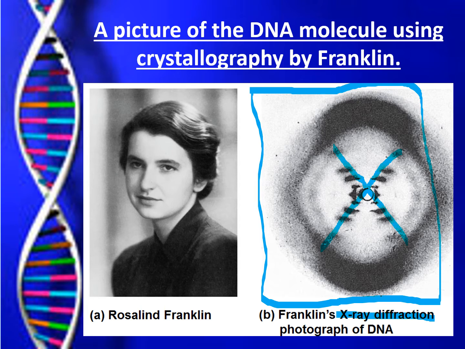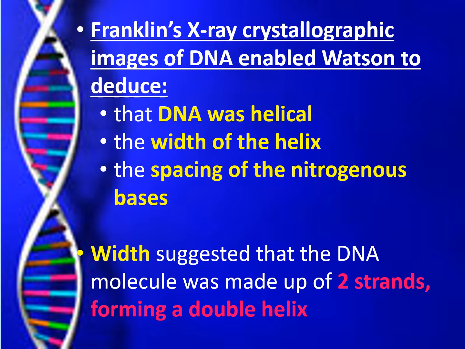And using this image, a scientist by the name of Watson was able to determine some things about the DNA molecule. Firstly, that it was helical. Obviously, because we could see two strands wrapped around each other in the X-ray crystallography, we knew that it had to have been a spiral shape. We were also able to determine the width of the helix, and we were also able to determine the spacing of the nitrogenous bases, thanks to the work done by Watson.